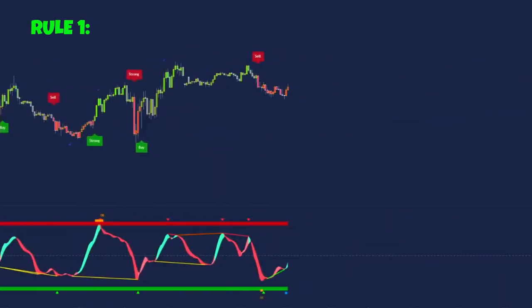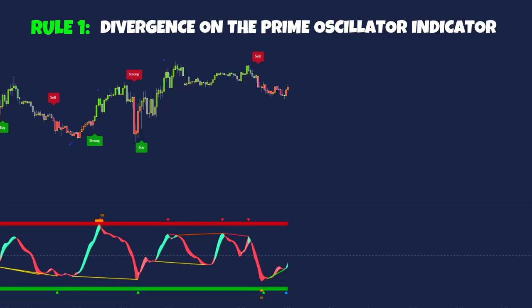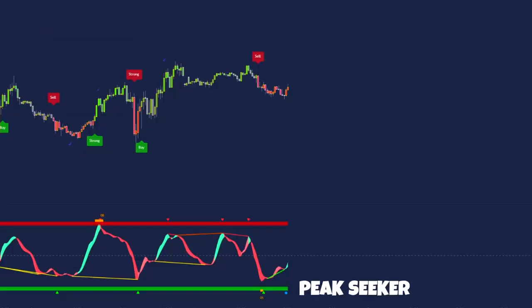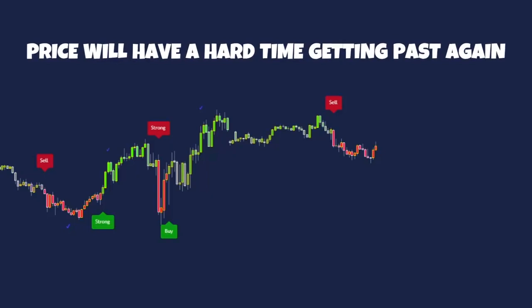Okay, so rule one for this strategy is we want to look for divergence on the Prime Oscillator indicator. We also want to see this little blue dot right here. This is called a peak seeker, and it is basically a point that the oscillator believes price will have a hard time getting past again, essentially the top or bottom.